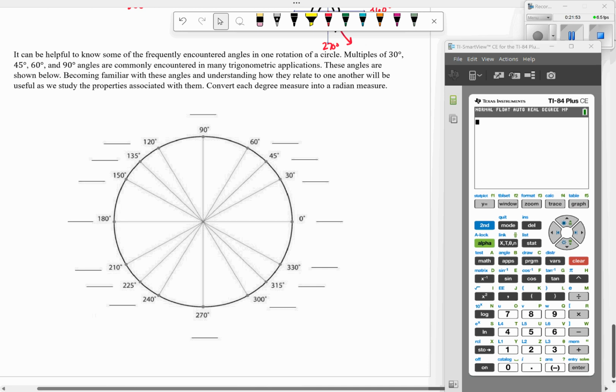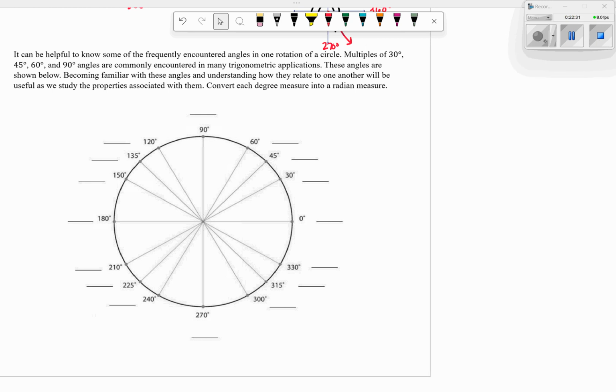It can be helpful to know some of the frequently encountered angles in one rotation of a circle. Multiples of 30 degrees, 45 degrees, 60 degrees, and 90 degrees are commonly encountered in many trigonometric applications. We've already been talking about 30, 60, 90 degree special right triangles and 45, 45, 90 degree special right triangles. So that's why we have these angles on the circle here. Becoming familiar with these angles and understanding how they relate to one another will be useful when we study the properties associated with them.